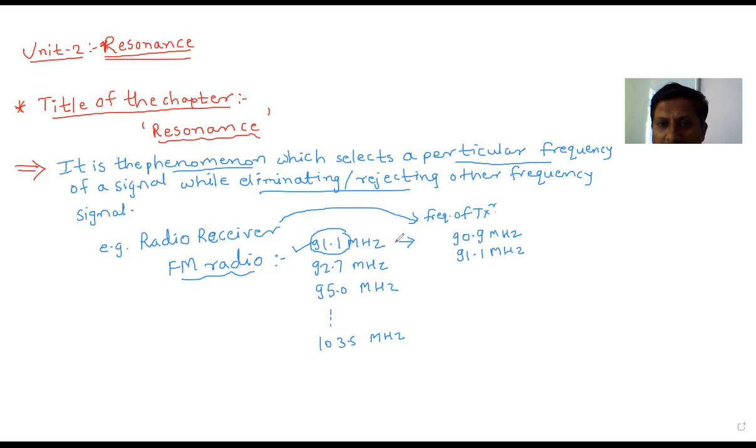Because different channels are running. If your frequency is somewhere midway between 91.1 and 92.7, you will not hear either of them properly. Are you getting my point? So you have to set at the correct frequency. That concept is called what? Resonance. That is done in the radio receiver only, in the receiver part only. So this is the concept, the phenomenon of resonance. Everyone understood now this title of the chapter? Yes or no?